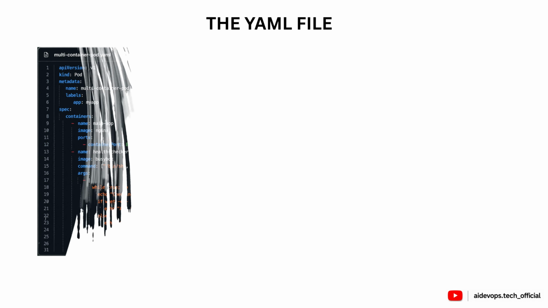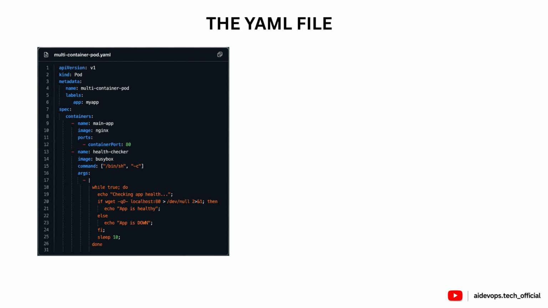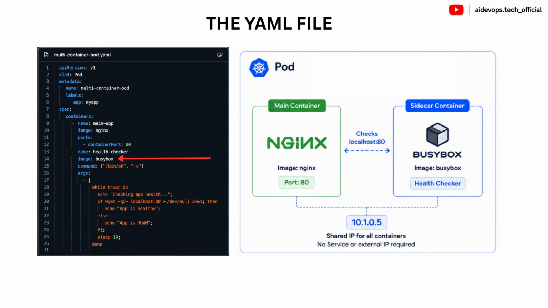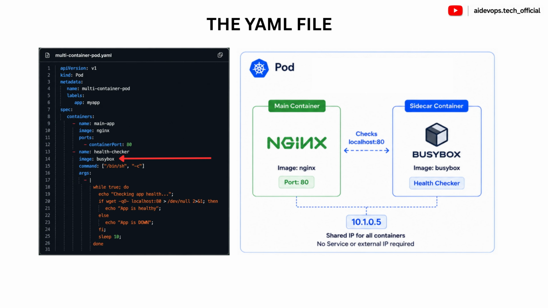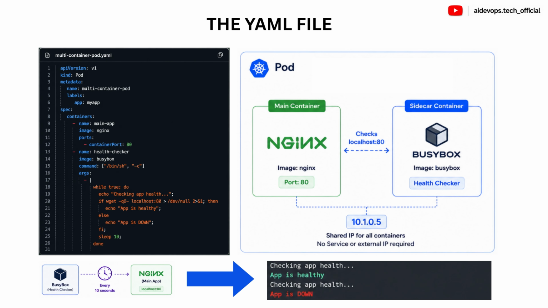Now let's understand the YAML file that we are going to create. In this example, the main container runs Nginx, our web application, and the sidecar container runs BusyBox, which acts as a health checker. This sidecar will check the Nginx health every 10 seconds and print whether the application is healthy or not. This is a real-world use case. Your main container focuses on serving the application and the sidecar monitors the application.